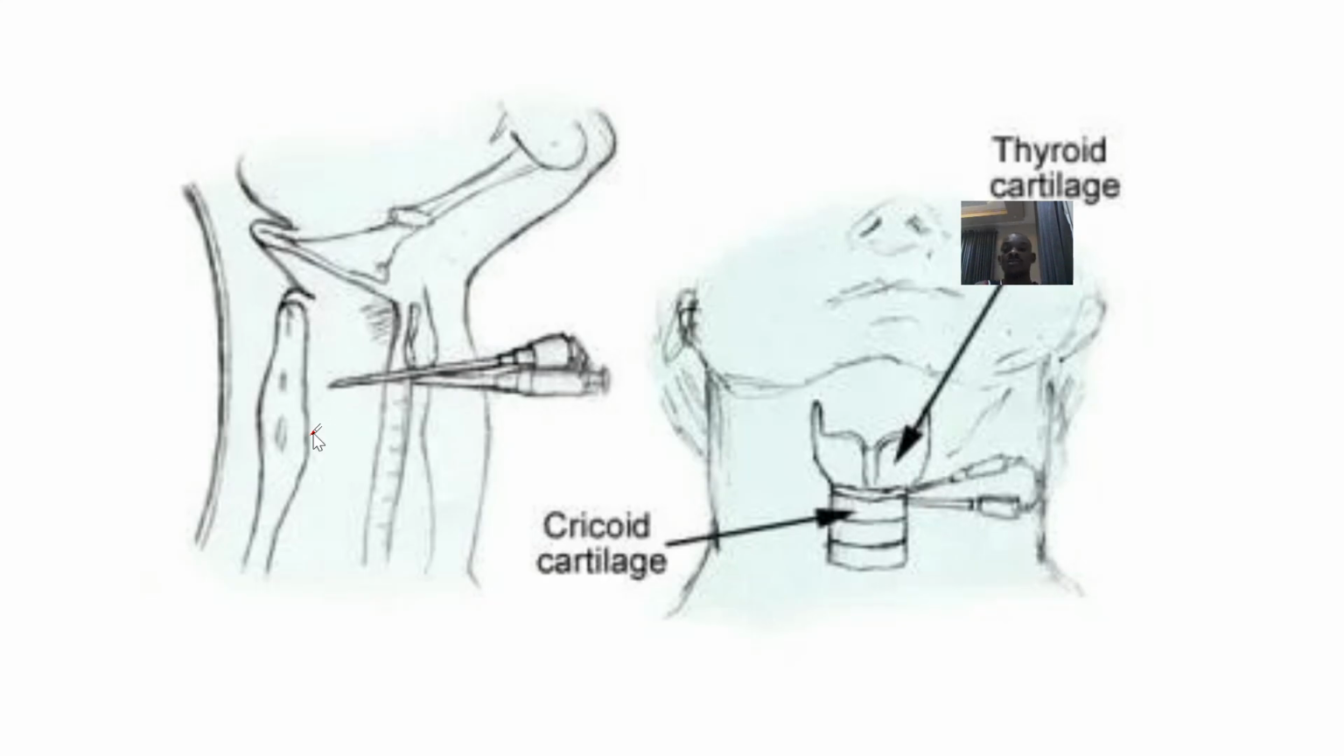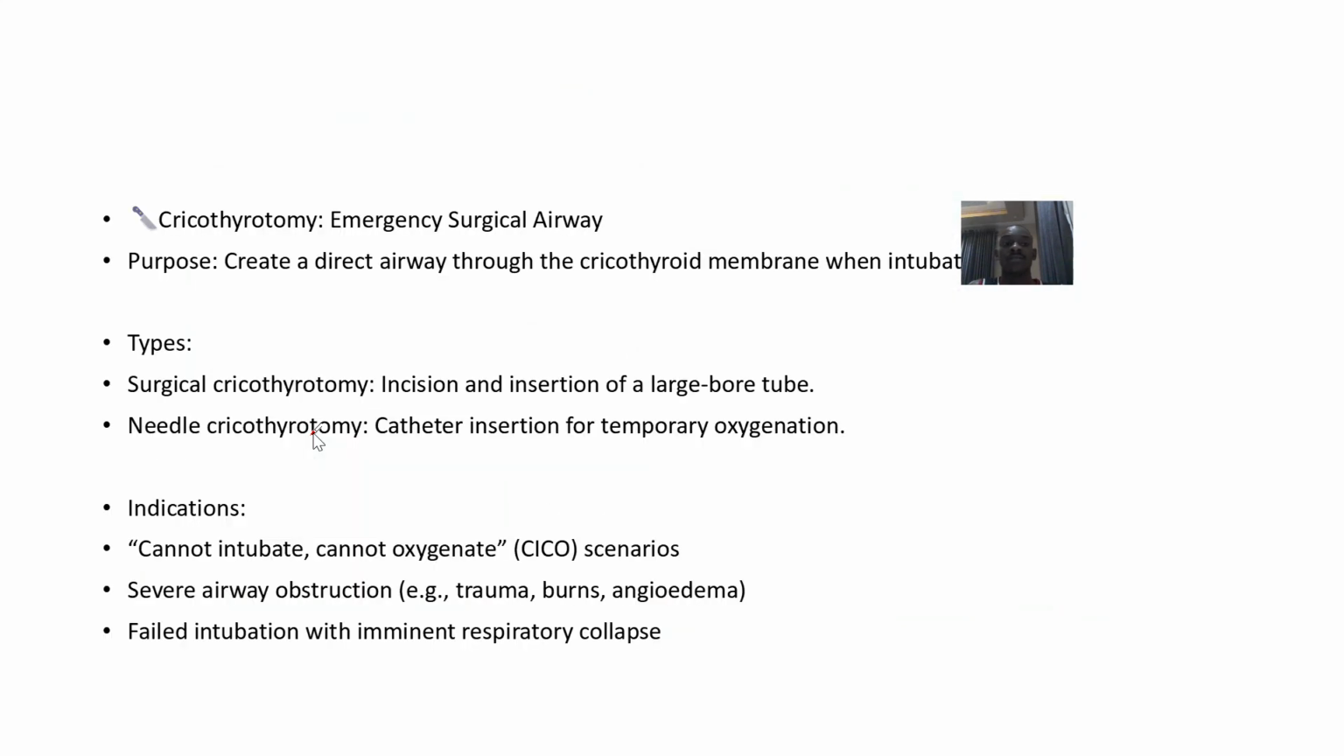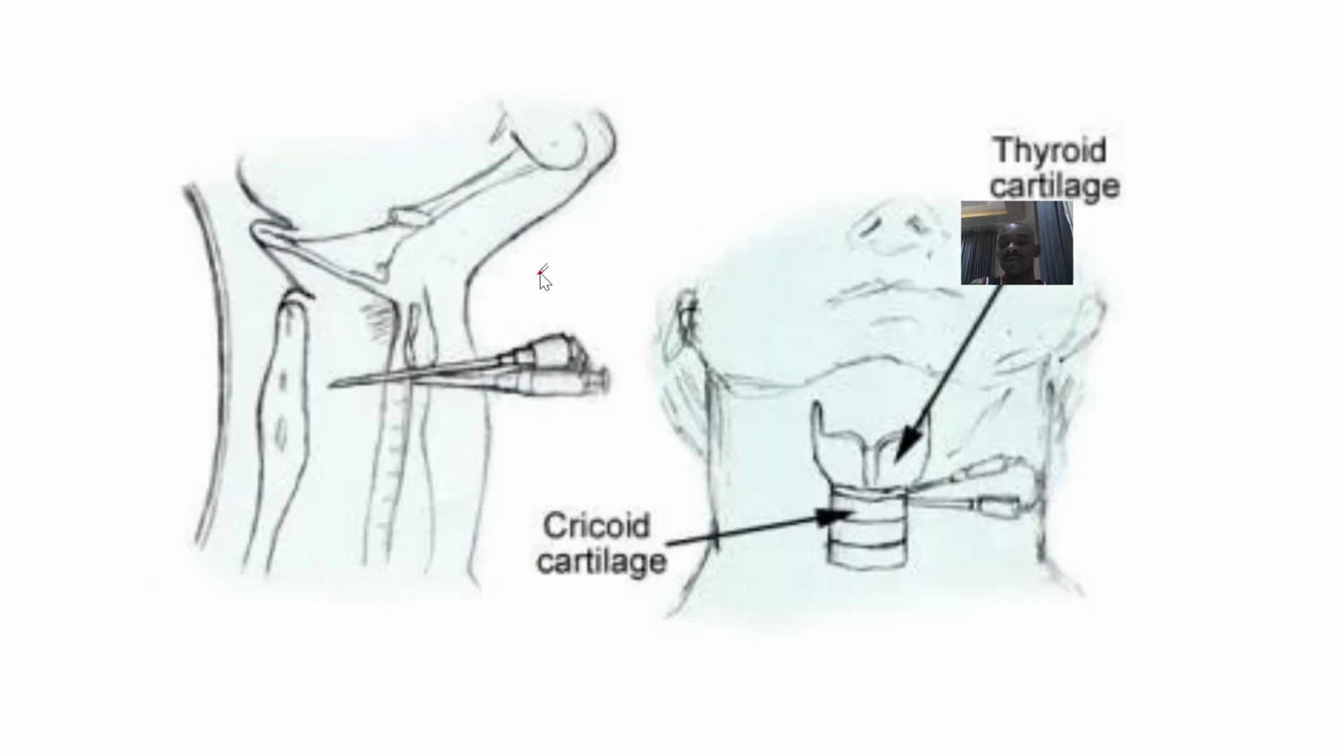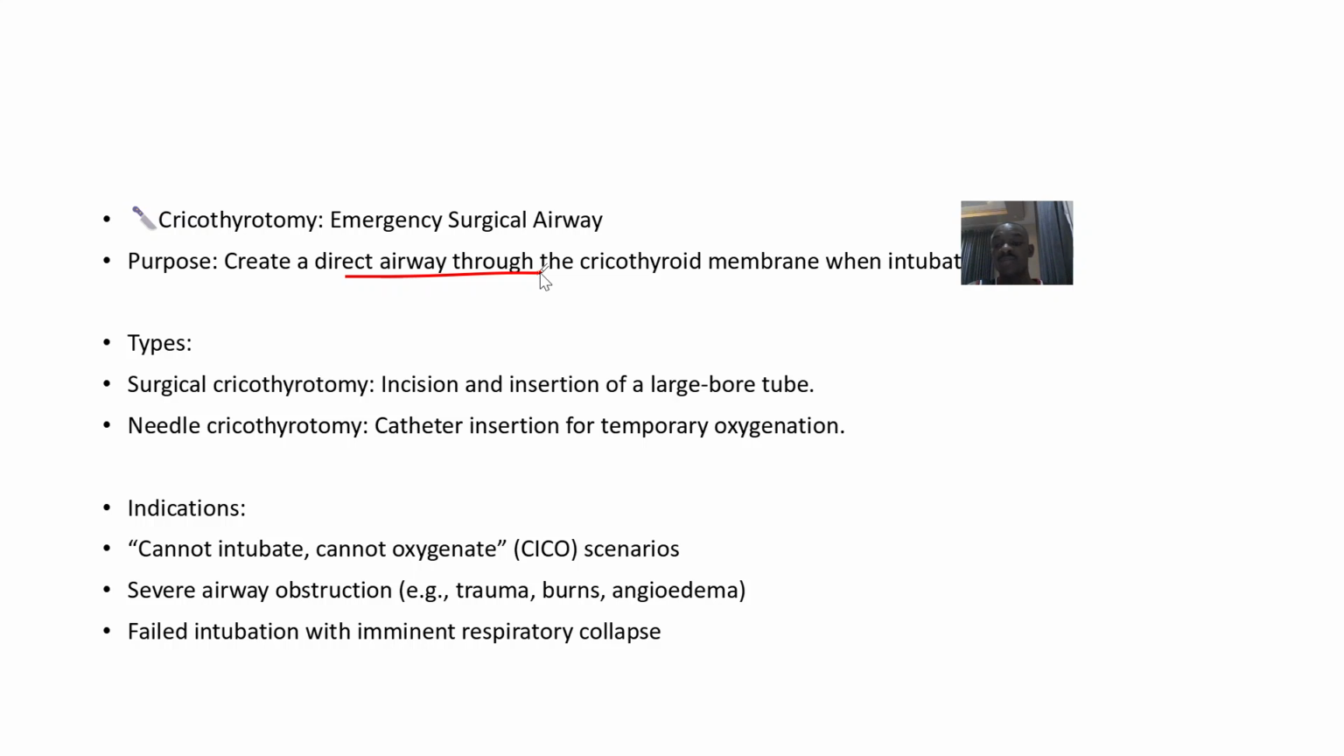Okay, so this is surgery. All right. Then cricothyrotomy, this one you create an airway through the cricothyroid membrane. Do you understand? This is when intubation fails. That's like intubation through the mouth has failed. You understand? So types are the surgical one, which is incision and insertion of a large bore tube. Needle one, this one a catheter is inserted for temporary oxygenation.